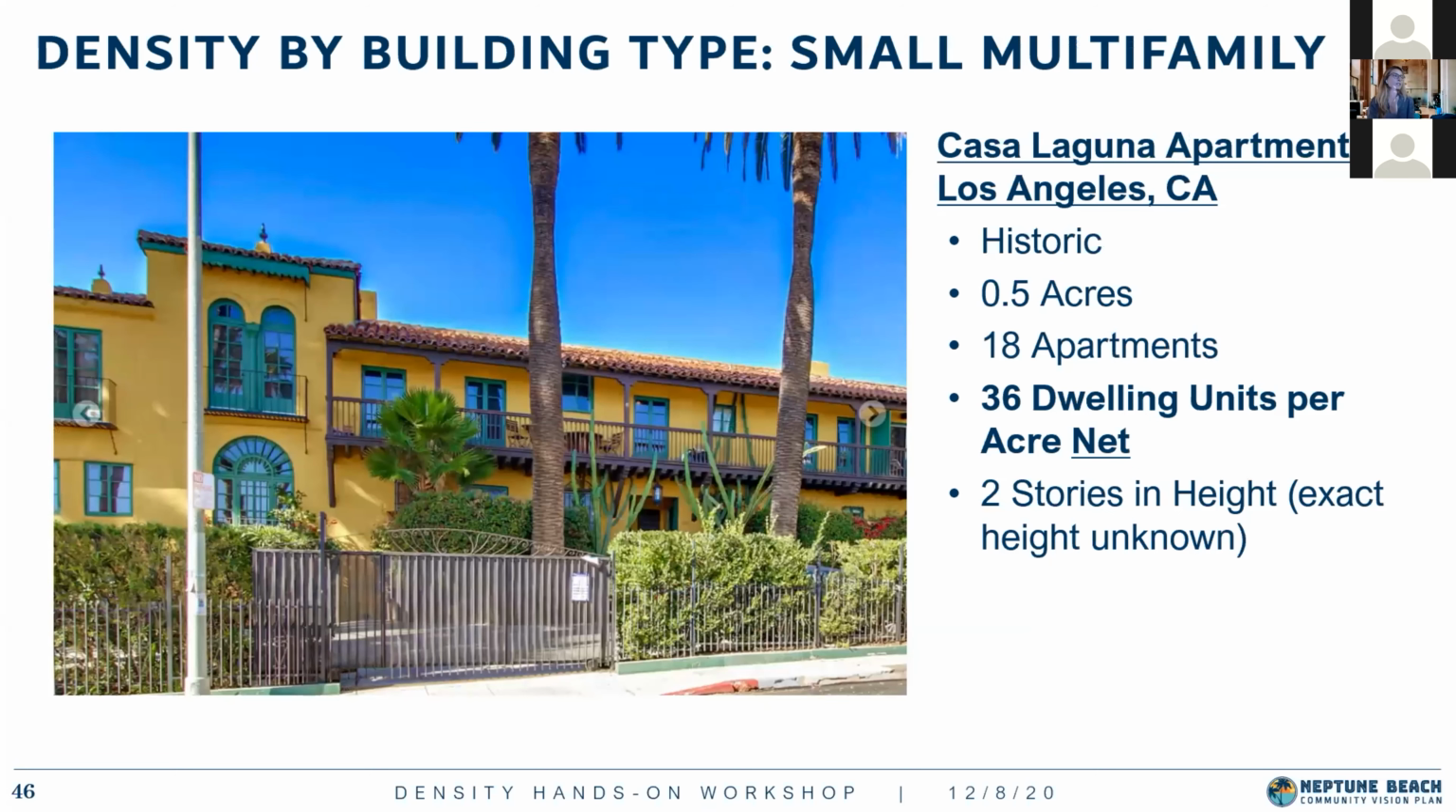And so you'll see we're kind of going up in scale of different building types. So you can see how the actual density numbers change as the different types of development change as well. Sometimes the numbers don't actually go up, even though visually it feels that the scale is going up. So these are the Casa Laguna apartments in Los Angeles. And this one is also a historic example. It's 18 apartments, and that's 36 dwelling units per acre net.